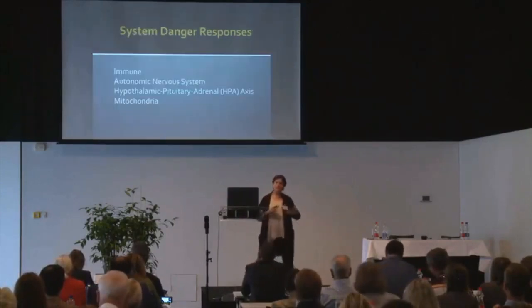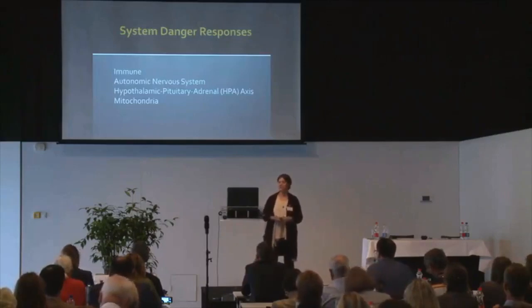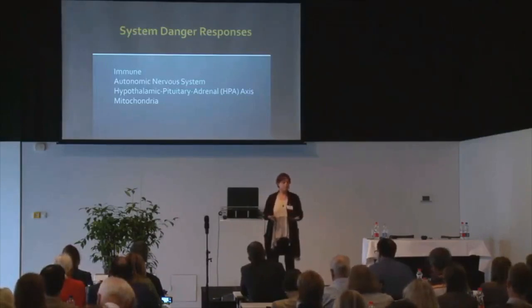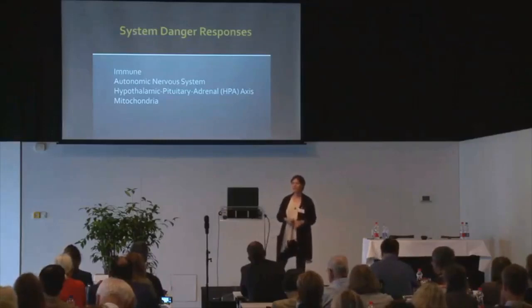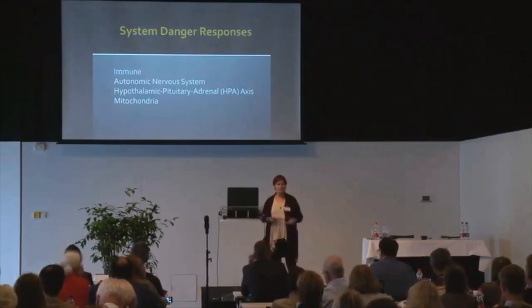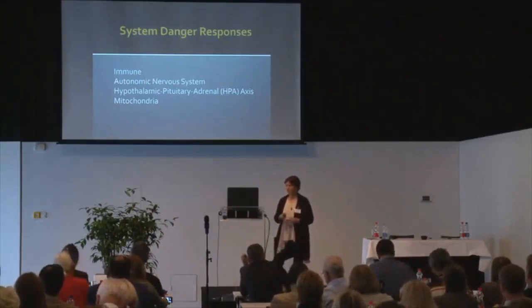So in addition to the cell response, we have a whole systemic danger response, and I like to think about it in 4 different categories. First is our immune response. We heard a lot about that from Paul just now. But we also have our autonomic nervous system response. It triggers the hypothalamic, pituitary, adrenal axis, and then even within the mitochondria, we have our responses.